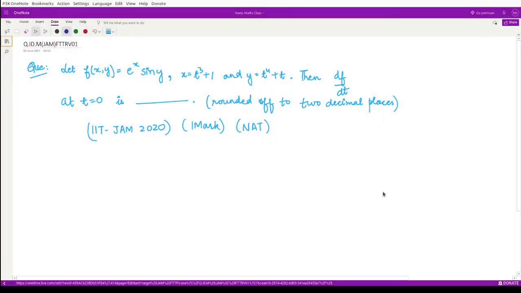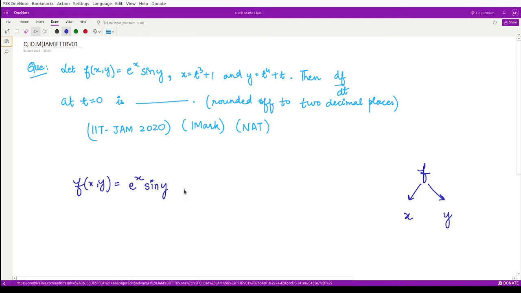The question here says that the function given to us is f of x, y, and its value is given to be e to the power x sine of y, right?